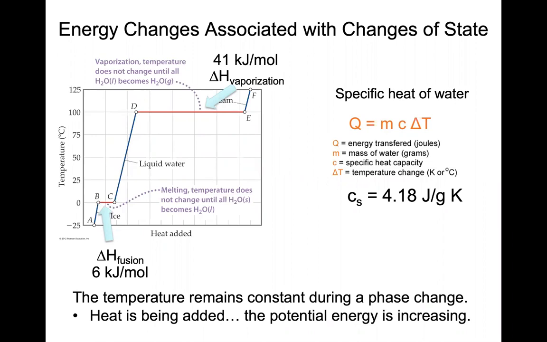The temperature, remember, was linked to the kinetic energy. What's happening is we're adding heat, we're adding energy, and it's increasing the potential energy. The potential energy is going up when I go from a solid to the liquid. The potential energy is going up when I go from the liquid to the gas. That's what's taking place along these plateaus.